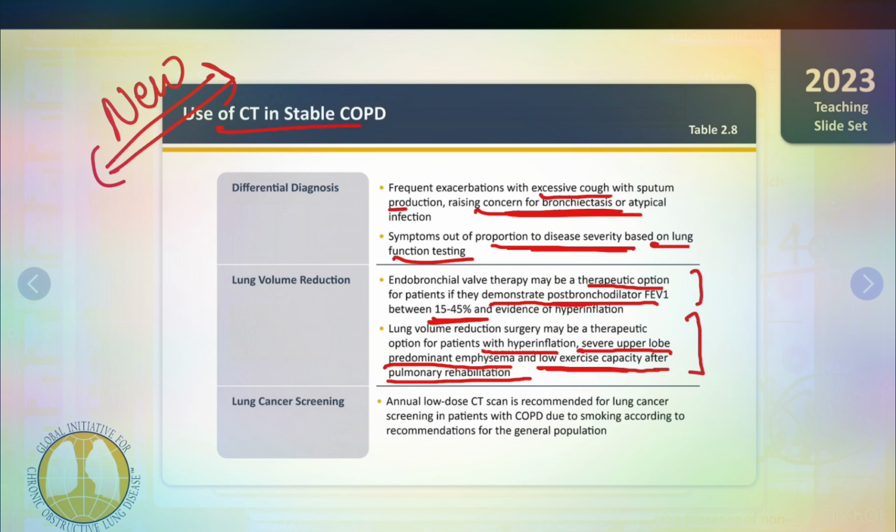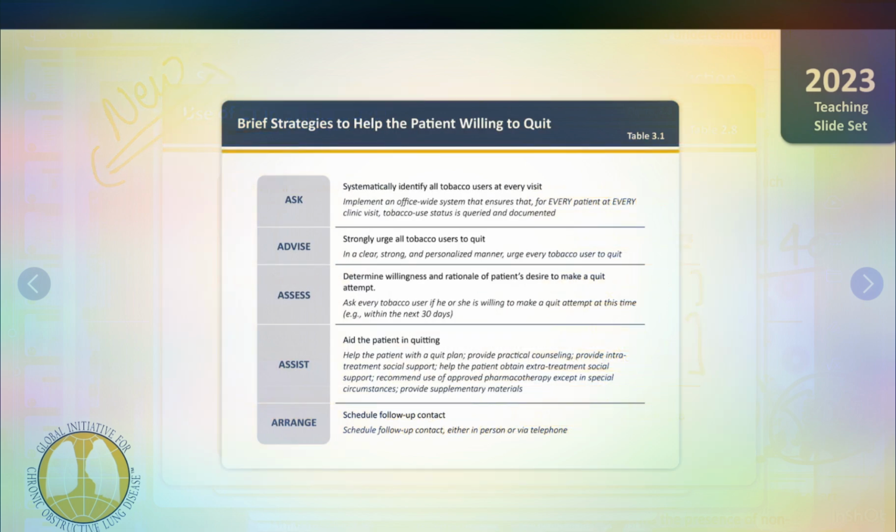Then they are telling about lung cancer screening. Annual low dose CT scan is recommended for lung screening in patients with COPD due to smoking. Very, very important: COPD due to smoking, in those patients only we perform annual low dose CT scan according to the recommendation for the general population.